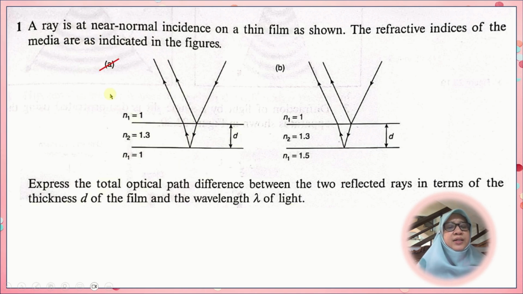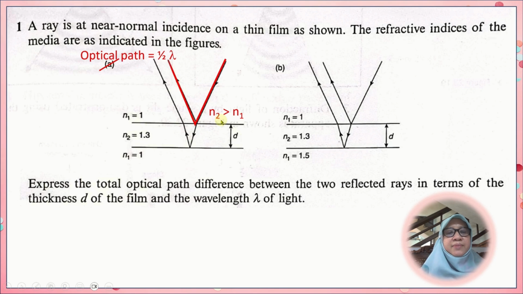In this question A, we are given n1 = 1, n2 = 1.3, and n1 again equals 1. That means the ray is incident to a medium n2 and then coming out to the same medium as the incident ray. Now look at the arrow of the ray. From the given refractive index, n2 is larger than n1. So the ray reflected on the first interface here, the optical path is equal to half lambda, for the first ray.